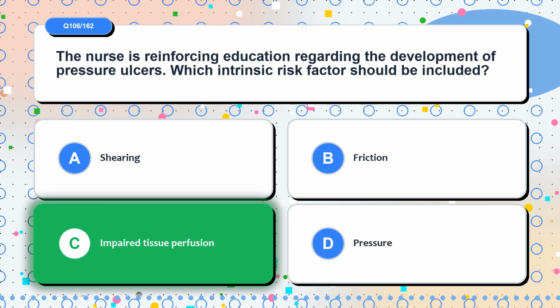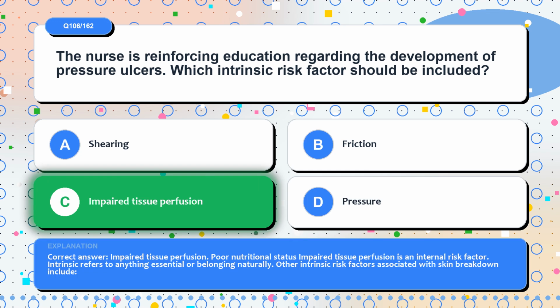The correct answer is option C. Impaired tissue perfusion. Poor nutritional status. Impaired tissue perfusion is an internal risk factor. Intrinsic refers to anything essential or belonging naturally. Other intrinsic risk factors associated with skin breakdown include.